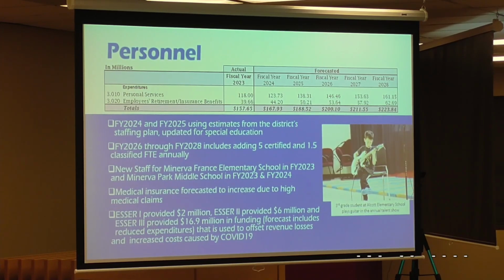claims. And then ESSER 1 provided for $2 million, ESSER 2 provided for $6 million, and ESSER 3 provided for $16.9 million offset expenditures to cover the personnel expenditures that were normally paid out of the general fund. And that will be through fiscal year 2024. Those expenditures will fully return to the general fund next fiscal year in fiscal year 2025. The student here is at Alcott Elementary competing in the 3rd grade talent show, playing his guitar.